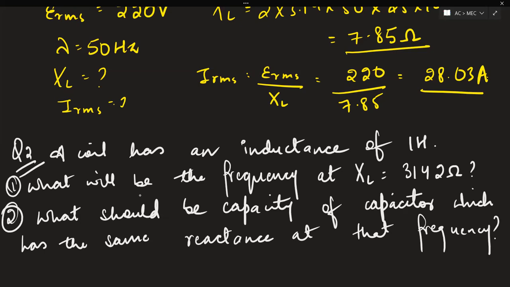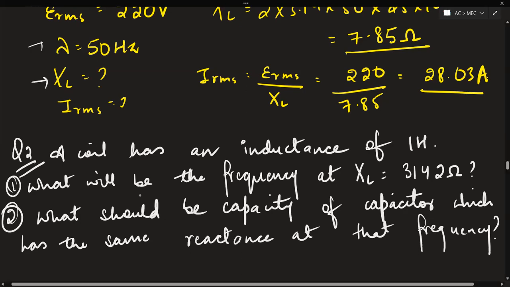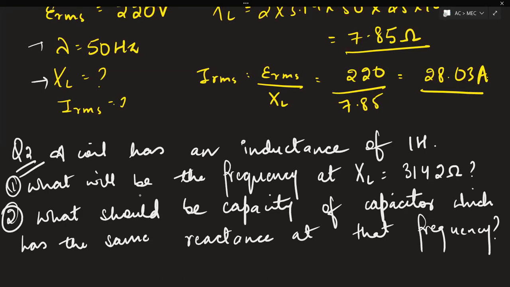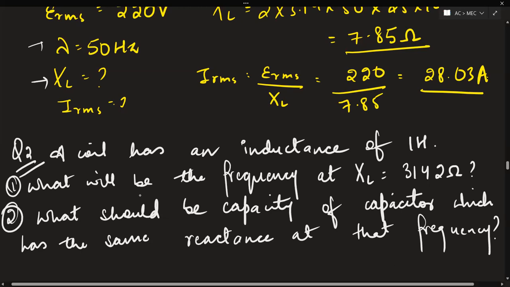At least try this question. See, inductance is given as 1 Henry. It means capital L is given, XL you have. This time frequency is unknown. Other time XL was unknown. So this you can at least find out. Second part says XC becomes equal to XL. Then what is the value of C? That you also have to put in the formula and check. It means for the second part, XC becomes equal to this amount. At least try the first part first. Send your answers and you get your answers in the chat box.